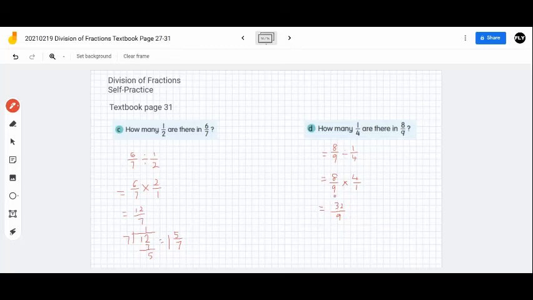So multiply directly. 8 times 4 is 32 over 9. Do not leave your answer as an improper fraction. Please change it by doing division. 9 times 3 is 27. 32 minus 27 is 5. So your answer will be 3, 5 over 9.